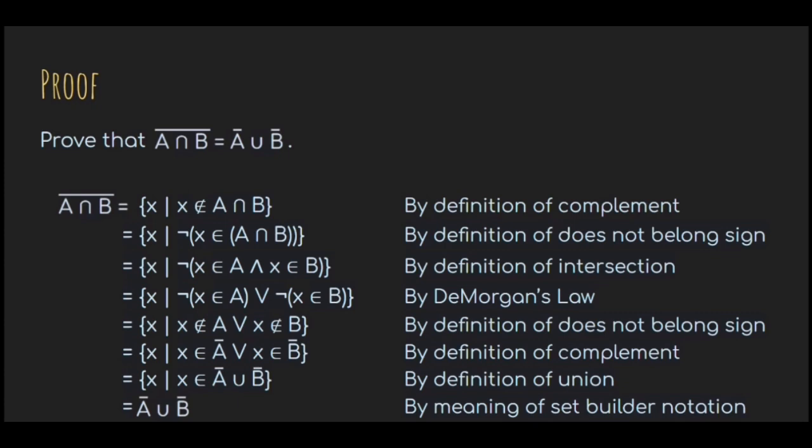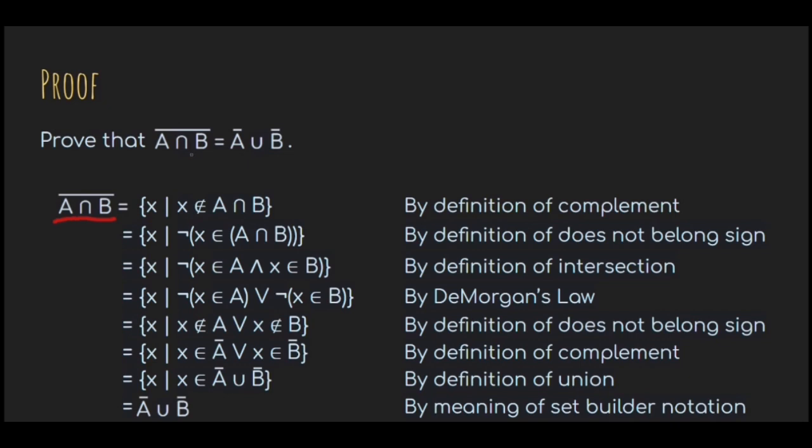So here we have a proof using the set identities. We have to prove that the complement of A intersection B is equal to the complement of A union the complement of B. First we write what we start off with right here, and that equals what we have right here: x does not belong to A intersection B. So for any element x, x does not belong to A intersection B, because we're finding the complement.